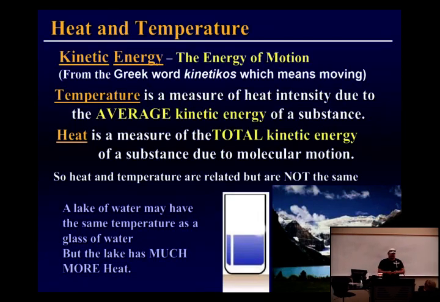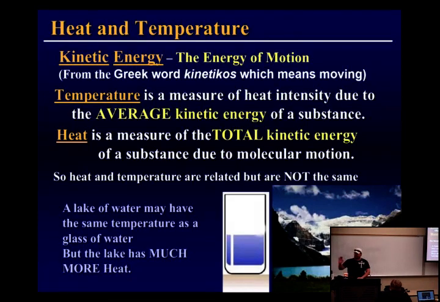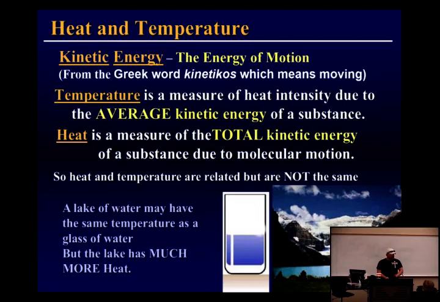So temperature is the average kinetic energy in a system. You could have a lake and a glass of water, and they could be the same temperature. Let's just say it's 80 degrees. That means all the molecules in the lake have the same average speed, kinetic energy, and all the molecules in the glass of water have the same average speed, kinetic energy. Make sense? All right.